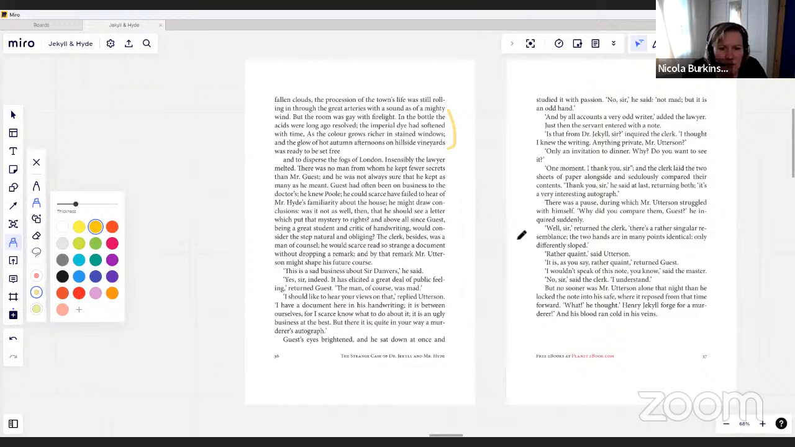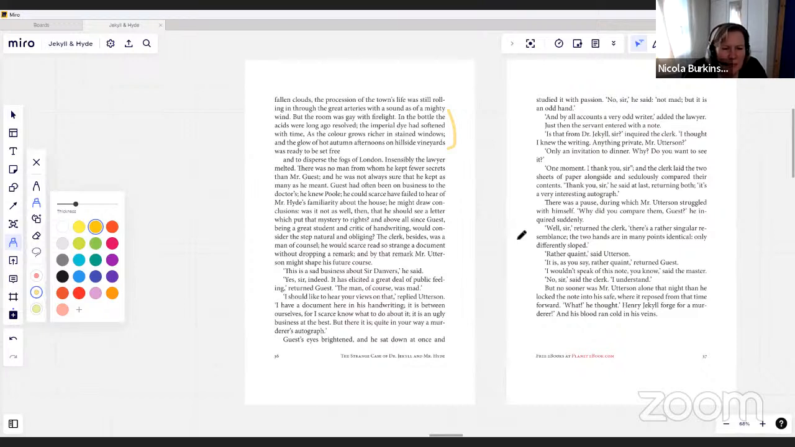He might draw conclusions. Was it not as well, then, that he should see a letter which put that mystery to rights? And above all, since Guest, being a great student and critic of handwriting, would consider the step natural and obliging. The clerk, besides, was a man of counsel. He would scarce read so strange a document without dropping a remark, and by that remark, Mr. Utterson might shape his future course.